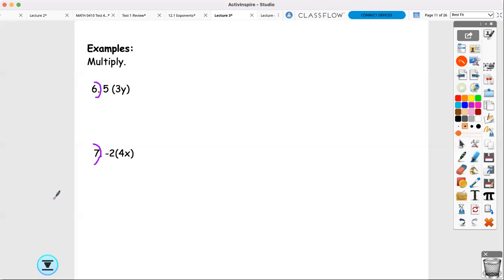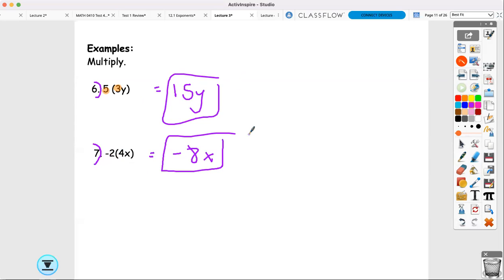Alright. So for example, 5 times 3y. Whenever we have a number multiplying by a variable term 3y, we just pretty much multiply the 5 and the 3 together. And 5 times 3 is 15, and the y is just tacked on there at the end. -2 times 4, a negative times a positive is a negative, and then don't forget the x as well. And we're done. So we're just multiplying the numbers together and then keeping the x there.